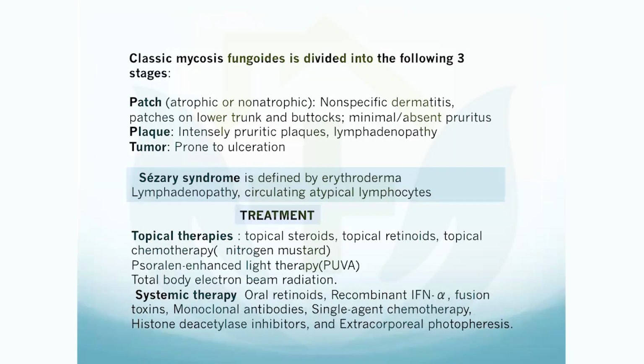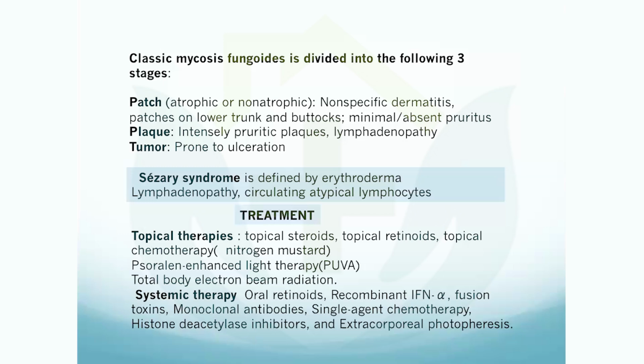So classic mycosis fungoides is divided into three stages: patch phase, where they present with non-specific dermatitis, as I have shown in the picture, plaque stage, or tumor stage. And Sézary syndrome is defined as erythroderma, lymphadenopathy, and circulating atypical lymphocytes. They usually present with erythroderma. This is a variant of cutaneous T cell lymphoma.